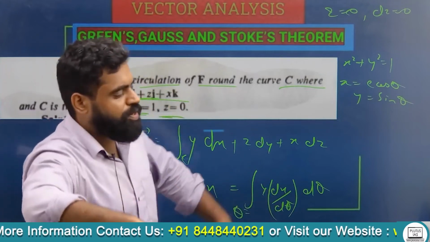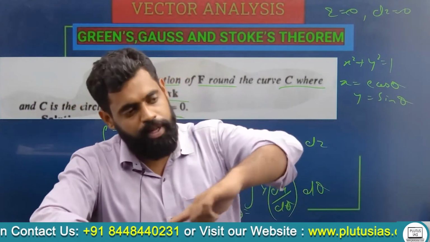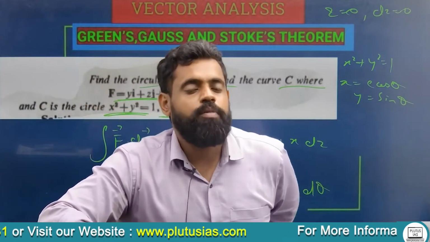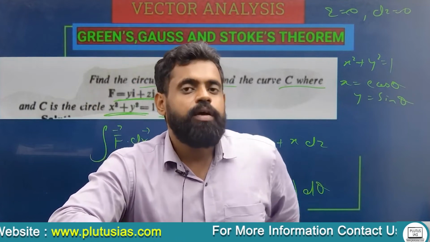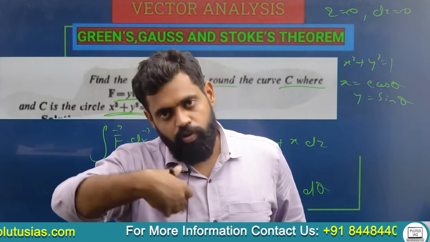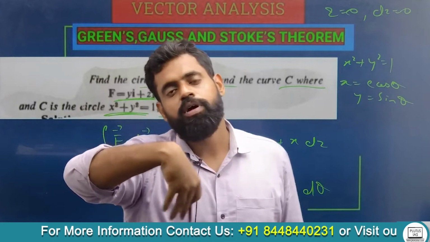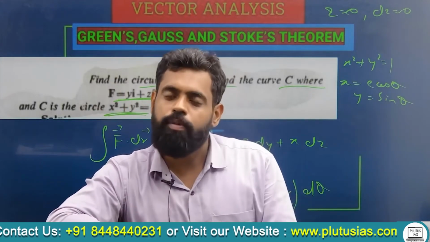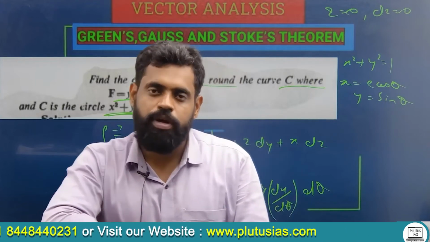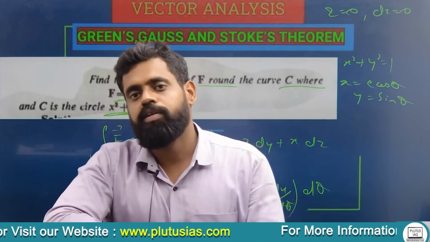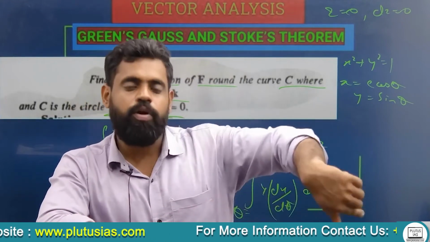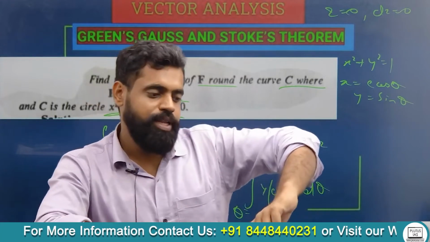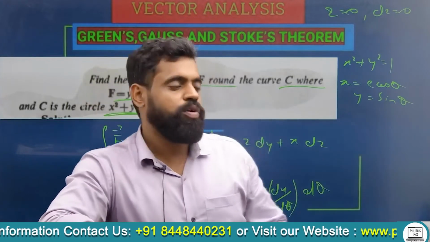See, this is the circulation. Circulation means covering the whole circle. So if I've taken theta as the parameter for covering the whole circle, we must be moving from theta equal to 0 to 2 pi. Then you would be able to complete that whole circle. If it is given in the first quadrant, then you take theta from 0 to pi by 2. If it is a semicircle, you take theta from 0 to pi. But in this case, you have to take theta equal to 0 to 2 pi.